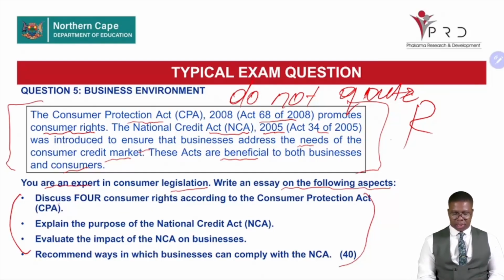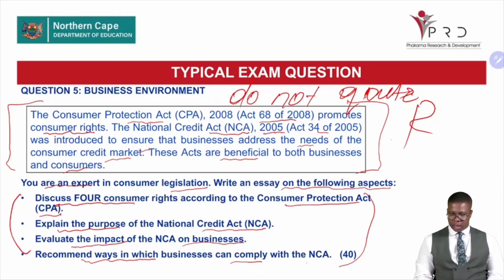Hence here, the first one says, discuss 4 consumer rights according to the Consumer Protection Act. Another one says, explain the purpose of the National Credit Act. Another one says, evaluate the impact of the National Credit Act. And it also says, recommend ways in which the business can comply with the National Credit Act. So what you should know is that you have 1, 2, 3, 4 subheadings, and your essay should start with an introduction, and it should also have a conclusion.